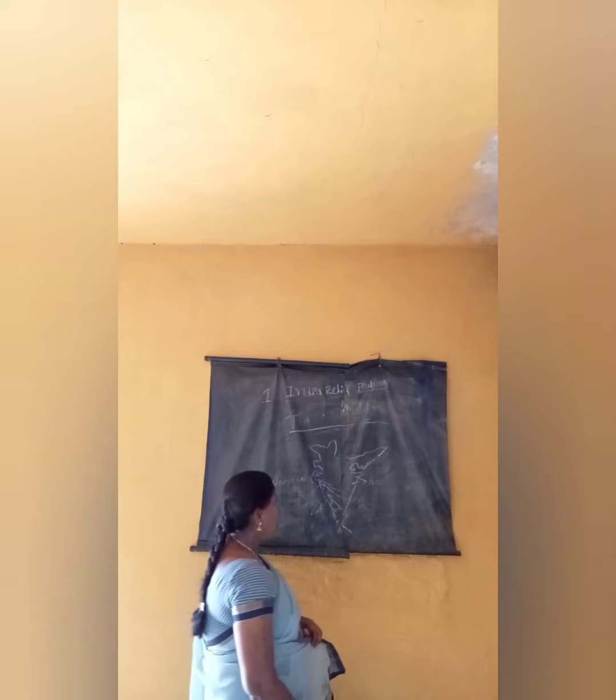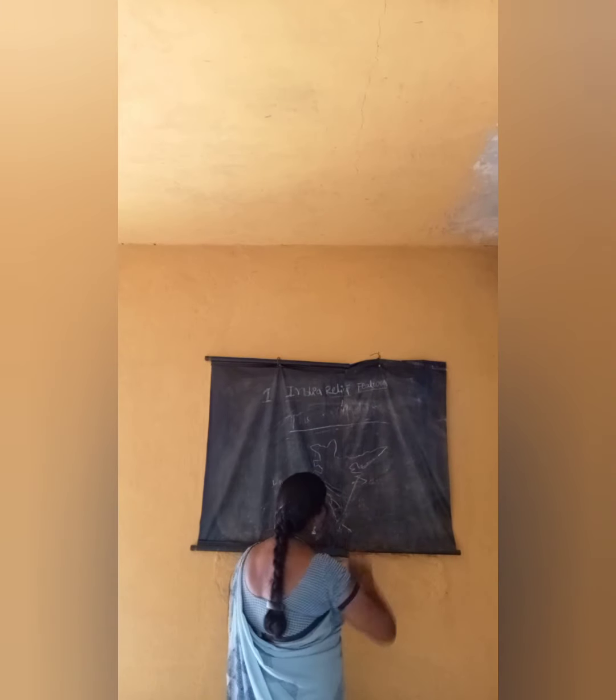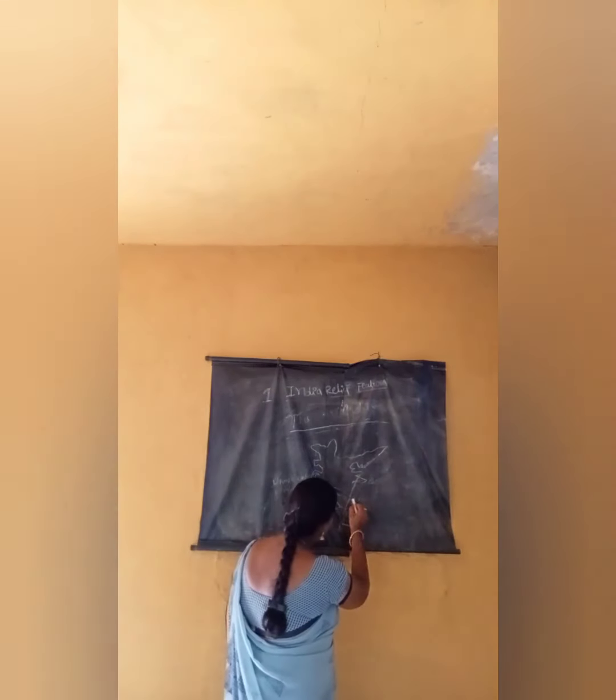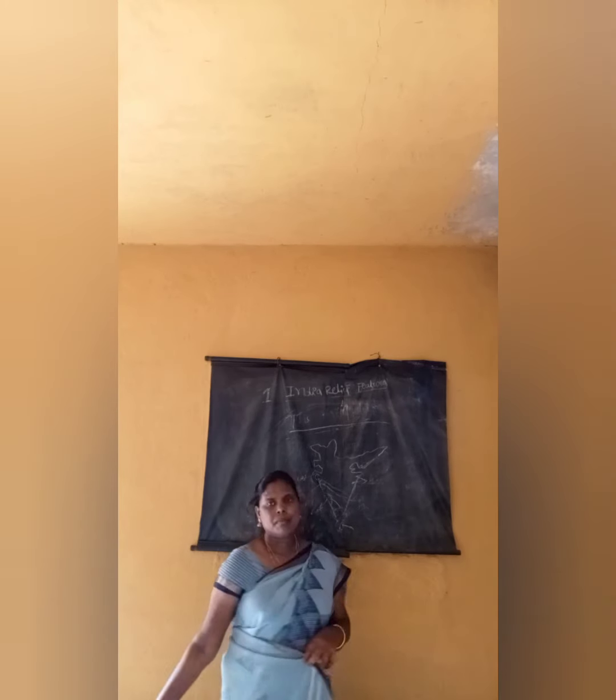Lakes like Chilaka Lake, which state? Odisha. Chilaka Lake, and Pulikat and Kolleru Lakes in Andhra Pradesh. These are important features of the coastal plain.